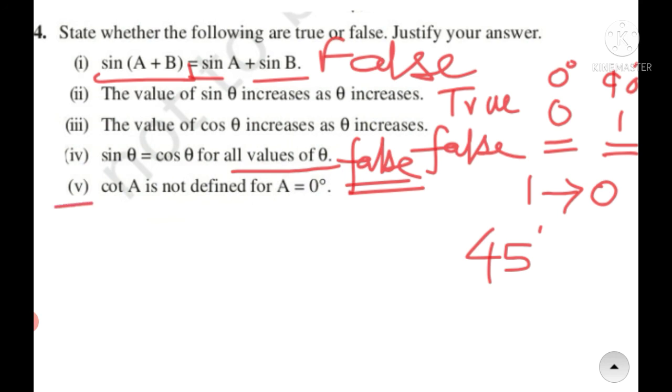Now let's pick up the last part. Cot A is not defined for A equal to 0. Yes, this is correct, because we know that the value of tangent 0 degrees is 0 and cot is the reciprocal of tangent. So the reciprocal of 0 will be not defined. Hence this is true.